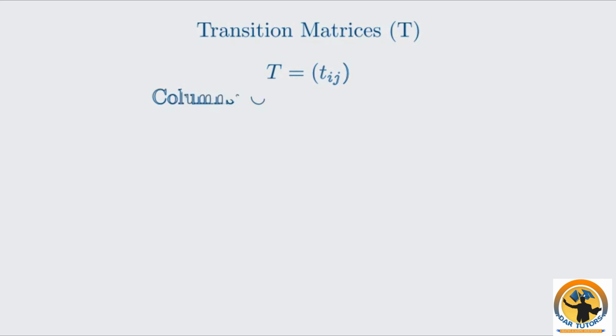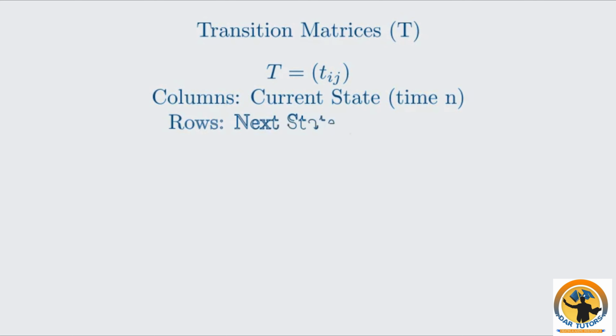We can organize the transition probabilities into a transition matrix, which we'll call T. This matrix is a fundamental component of every Markov chain. A transition matrix T has a specific structure and rules that are essential to understand. First, the states in the columns represent the current state of the system at time n. The states in the rows represent the next state at time n plus 1.